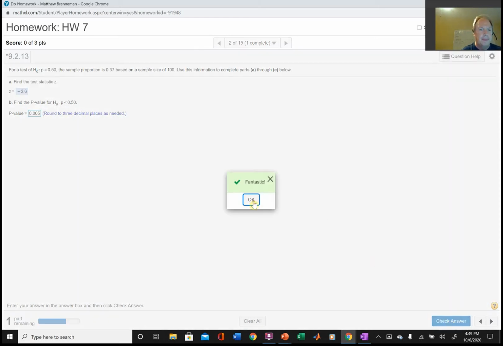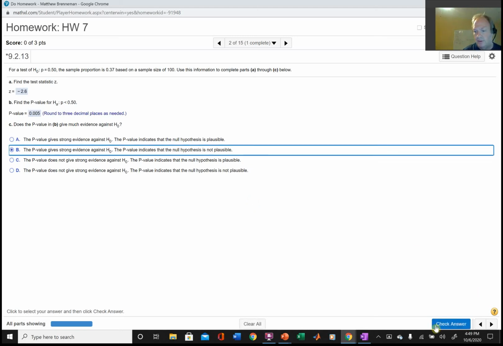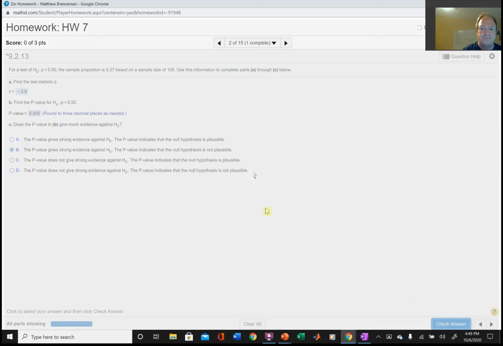Okay. And so it's asking you whether or not the p-value is giving you evidence against the null, and the answer is yes. Okay, small p-values mean it's very unlikely the null is true, so that's strong evidence against the null. So we automatically know it has to be A or B. And strong evidence against the null means the p-value indicates the null hypothesis is not plausible. Okay? And there we go.